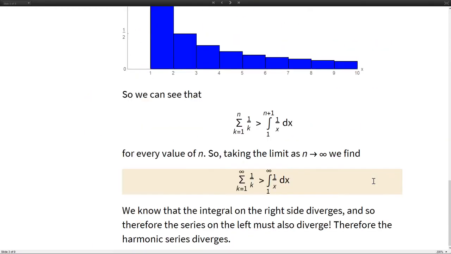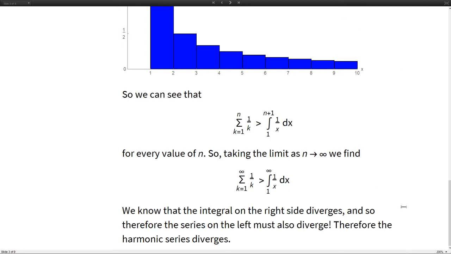But this is an example of a series whose individual terms a_k have a limit of 0, but the series still diverges. So this is why it's really important to note for that divergence test that just because the limit is 0 does not mean that it converges.